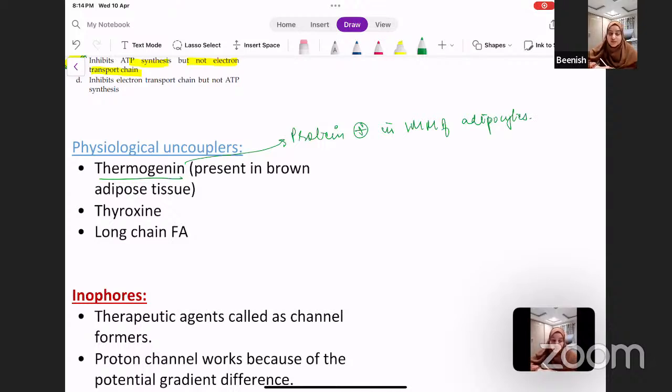And it is responsible for non-shivering thermogenesis. So what is happening? It provides an alternate pathway for protons. Your thermogenin is a physiological uncoupler. So instead of your protons entering via complex 5, it forms a hole in the inner mitochondrial membrane and your protons will enter via this hole. So it provides an alternate pathway for your protons.